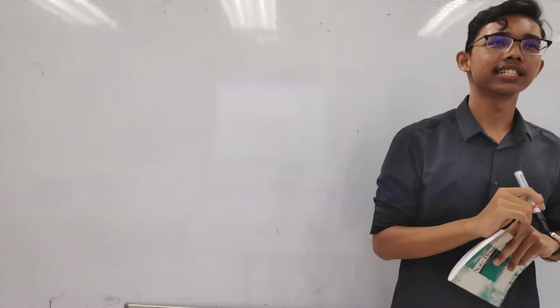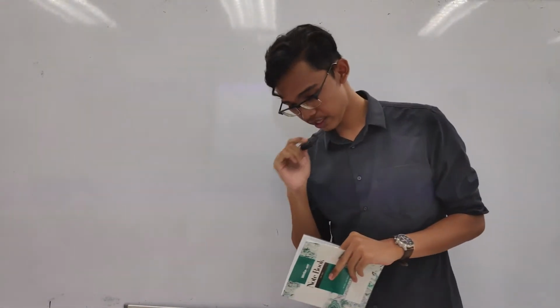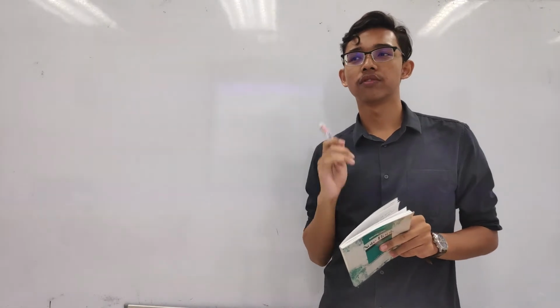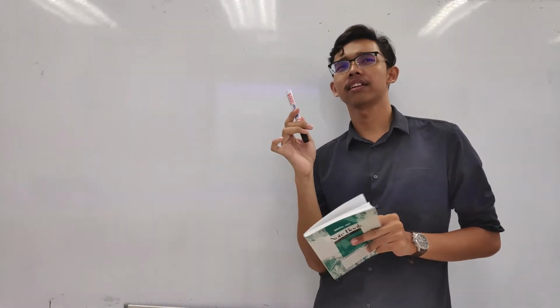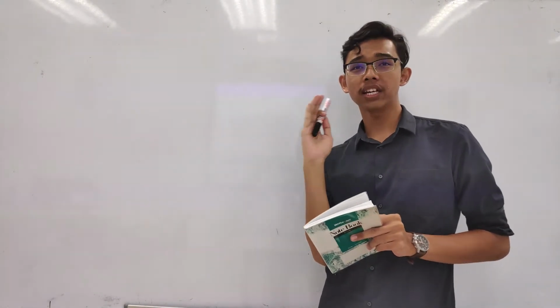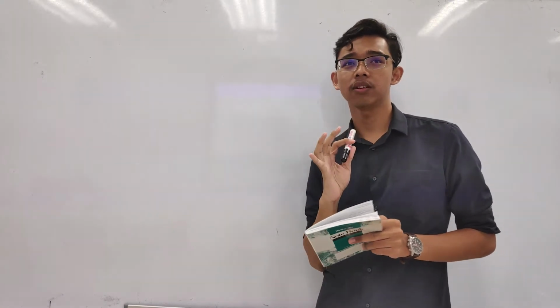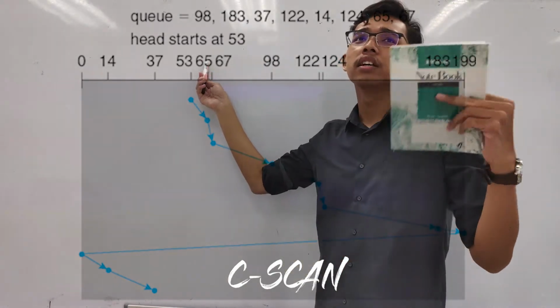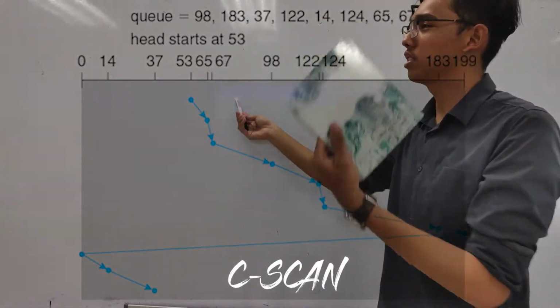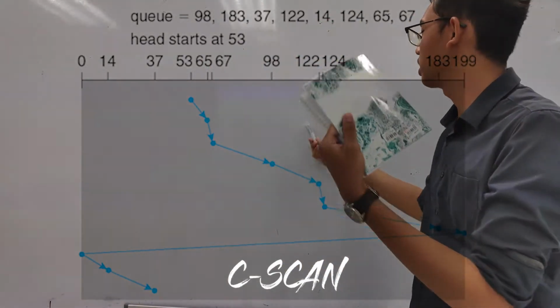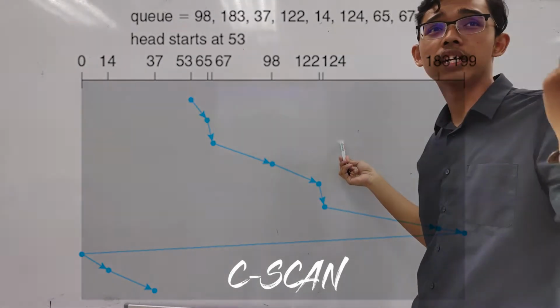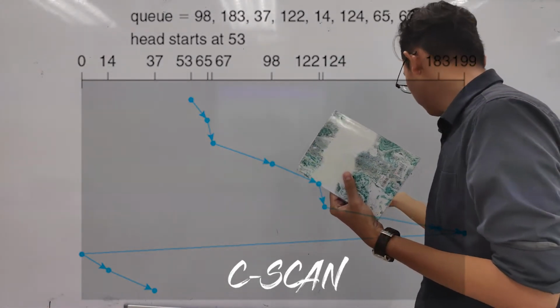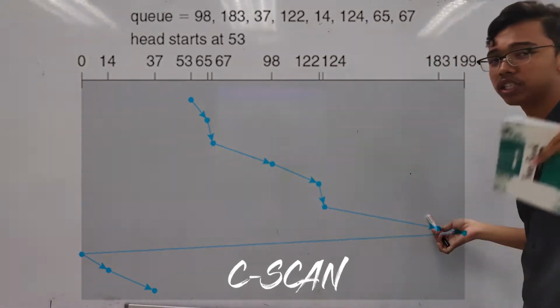Okay, the fourth one is C-SCAN. The previous one is SCAN, which moves backwards, but for C-SCAN we move forward. So let's start with 53, then we move forward to 65, 67, 98, 122, 124, then move forward until 183.